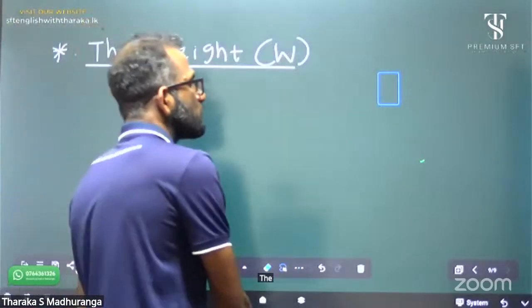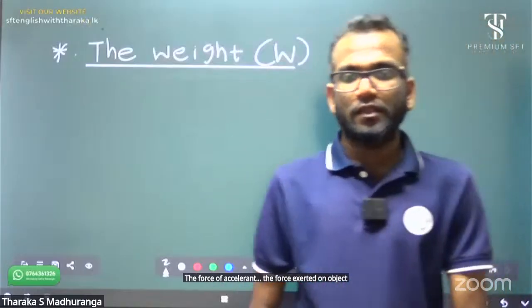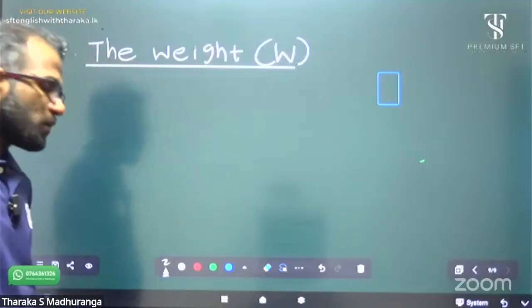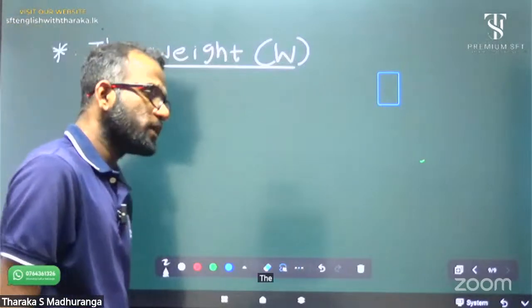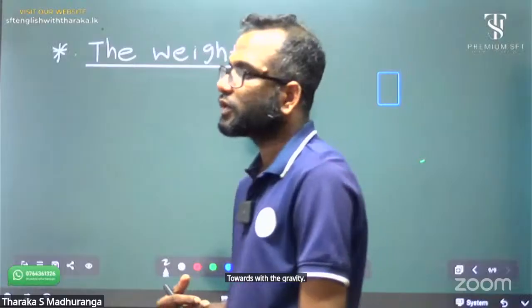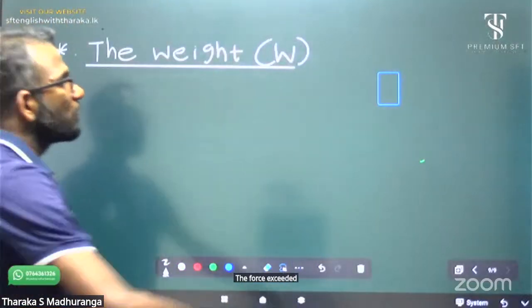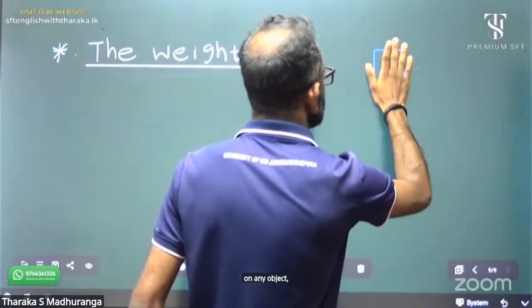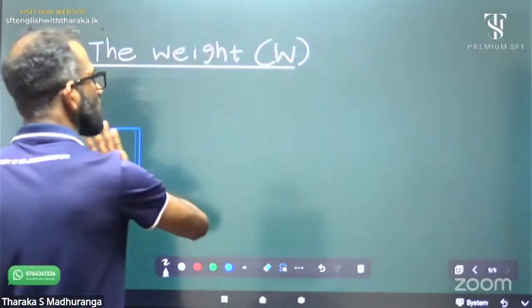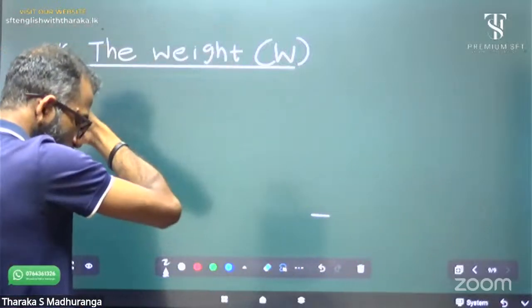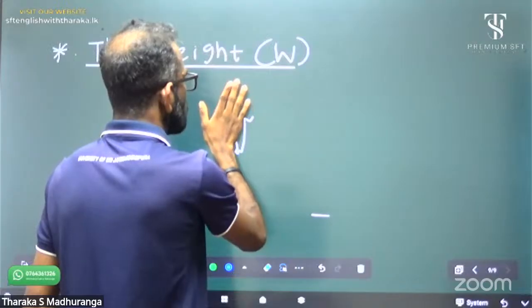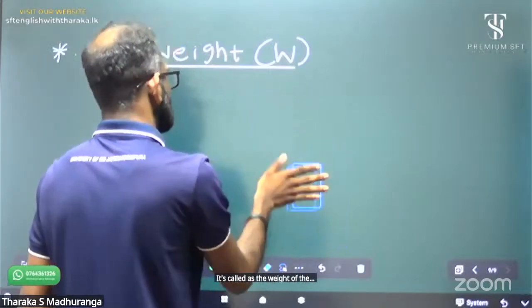The force exerted on any object towards the gravity is called the weight. It's called the weight of the object.